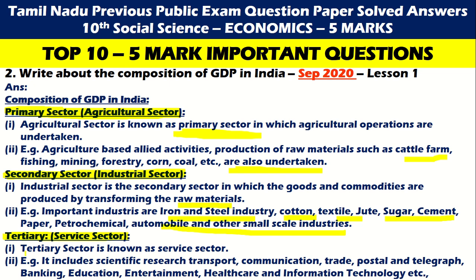The tertiary sector is known as the service sector. It includes scientific research, transport, communication, trade, postal and telegraph, banking, education, entertainment, healthcare and information technology. All of this together makes up the composition of GDP. The composition of GDP has three parts: primary, secondary, tertiary.